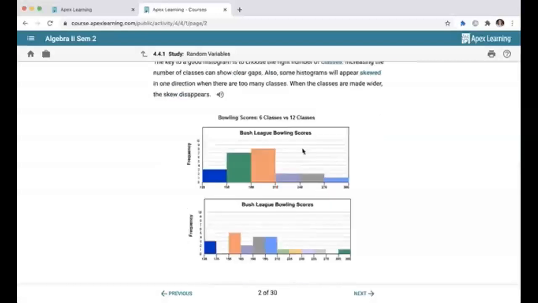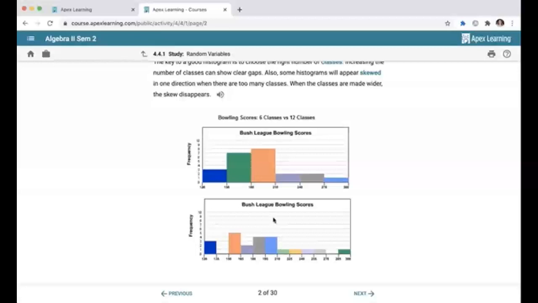So for example, if you look at the data here, okay, it's the same exact data, all right, it's just got a different number of classes. So right here in the top one, we go 120 to 150, 150 to 180, right? So each one of these bars represents about a 30-point range here. So if you look at this, it looks like a lot of people are between 150 to 210, all right? And that's kind of a very broad thing.